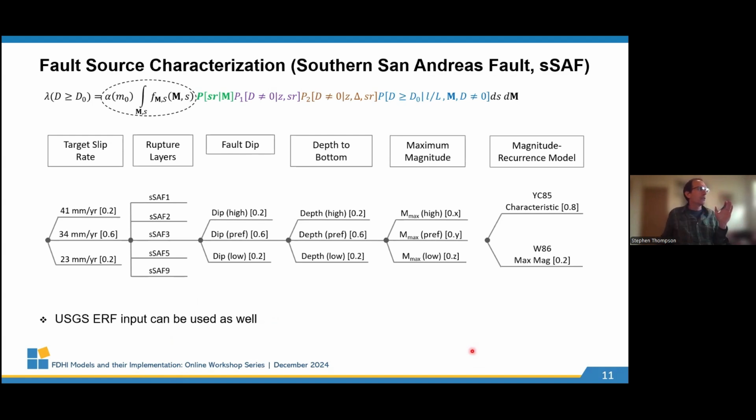Here shows a type of characterization that we would use for a location on the San Andreas Fault. Up here, I should note, this is the formulation that Rui Chen shared on Monday. I borrowed this from her slides to help walk through the process.